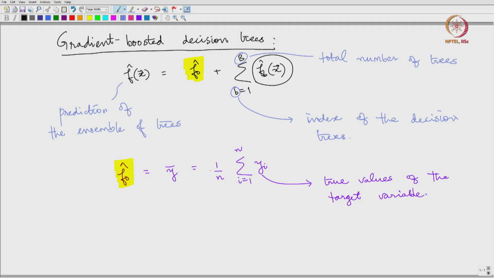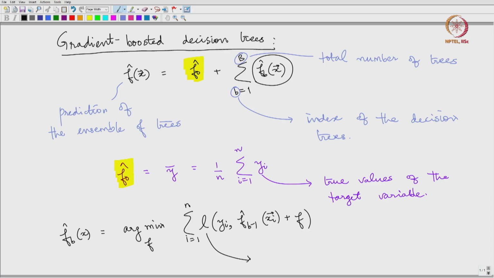How do we find this function f b hat? Mathematically it can be written as the argmin over all possible functions f, such that if you sum over all the data points the loss function between the true value and the predicted value from the previous set of trees plus the function f, then this loss will be minimum. So this lowercase l is the loss function for a single data point.